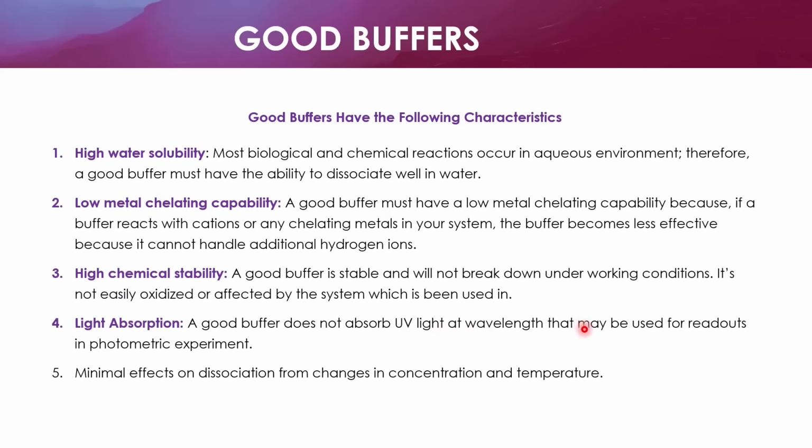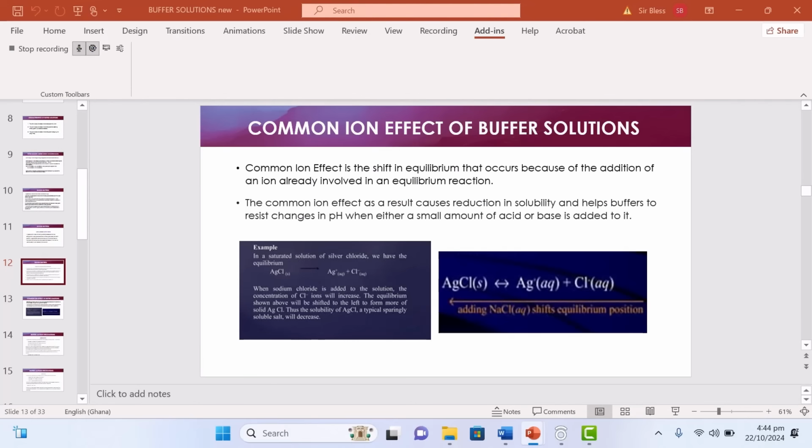Common ion effects of buffer solutions. The common ion effect is the shift in equilibrium that occurs because of the addition of an ion already involved in an equilibrium reaction. The common ion effect causes a reduction in solubility and helps buffers to resist changes in pH when either a small amount of acid or base is added to it.